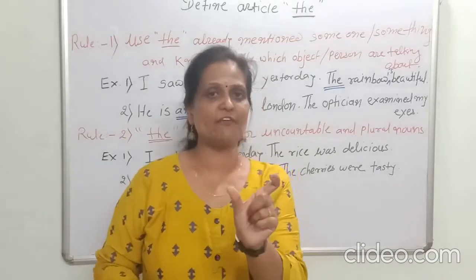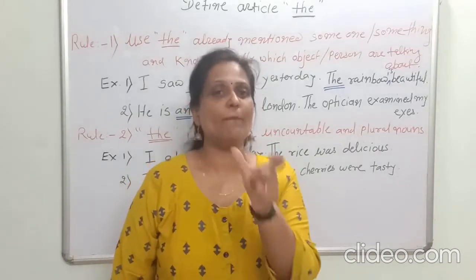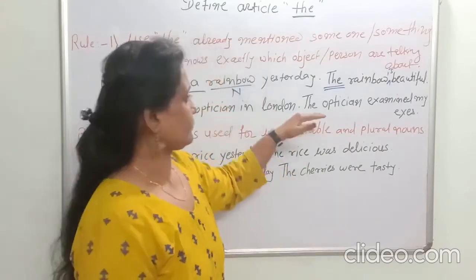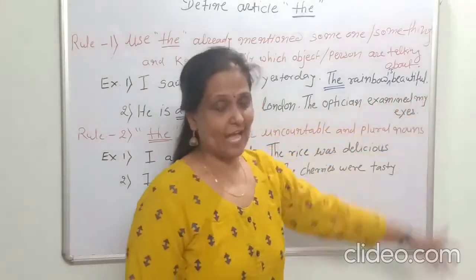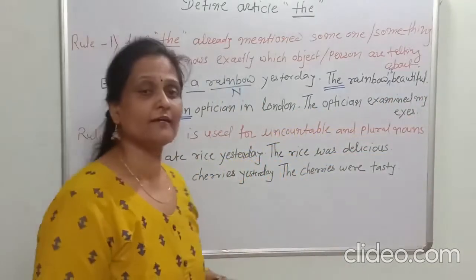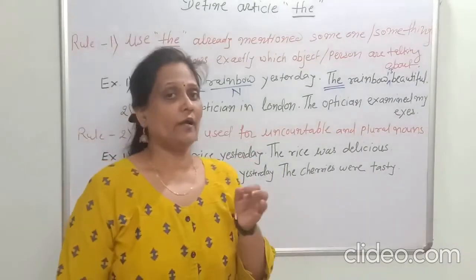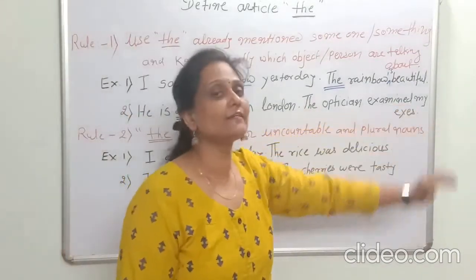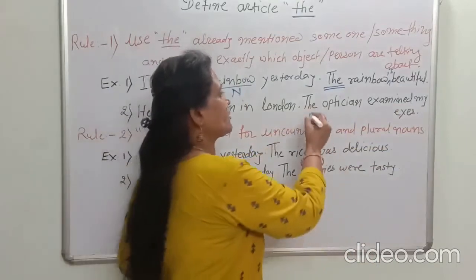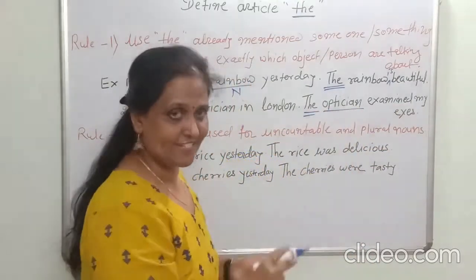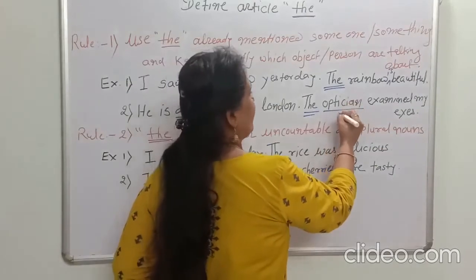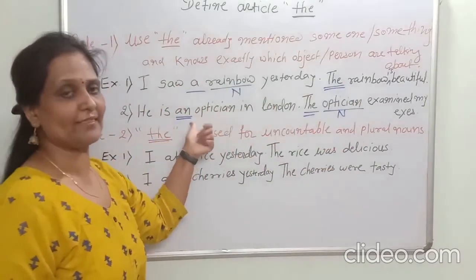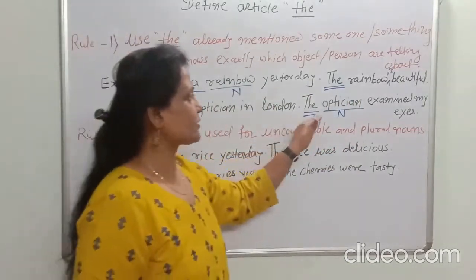So I specify, I define the noun optician again. So we have to use the that time. The optician examined my eyes. I am telling my friend that he is an optician in London, and the optician examined my eyes. So that's why we have to use the here, because the optician, this noun, we already mentioned the first time in the earlier sentence. We have to use the.